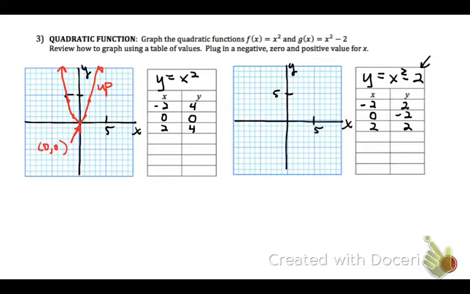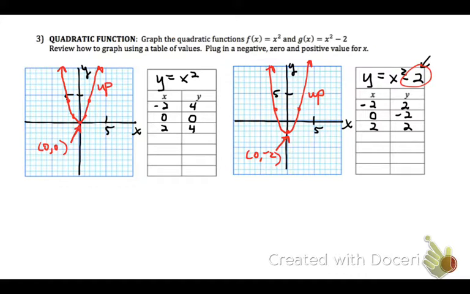Okay, now we've got the points negative 2, 2, 0, negative 2, 2, 2. Again, a nice smooth U-shaped curve. And then compare it to the one you just graphed. Notice your vertex has changed. We dropped down a little bit. Notice it still opens up and looks to be the same shape. It's interesting that it dropped down 2, and look what we've got here in the equation.